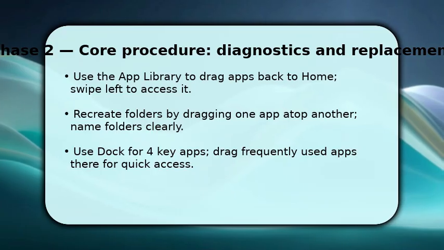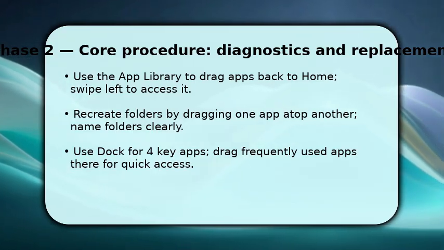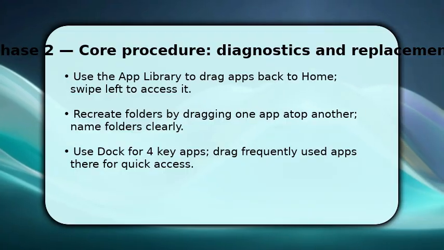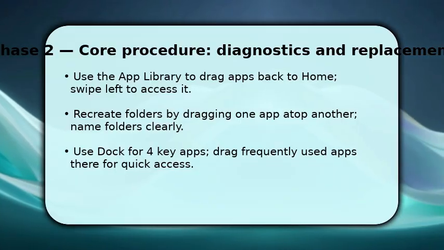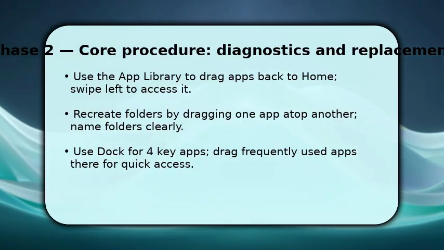Make sure the dock holds your 4 primary apps for instant access. If pages are out of order, tap the dots at the top, then drag pages to reorder. These steps rebuild a predictable, efficient home screen layout.